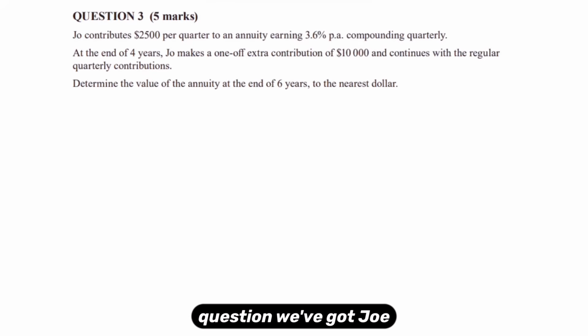Next question, we've got Joe contributes $2,500 per quarter to an annuity, earning 3.6% per annum compounding quarterly. All right, so she's contributing money into an annuity that's going to be going up. So we're dealing with an annuity here with regular deposits. At the end of 4 years, Joe makes a one-off contribution of $10,000 and continues with regular quarterly contributions. We need to find the value of the annuity at the end of 6 years to the nearest dollar.